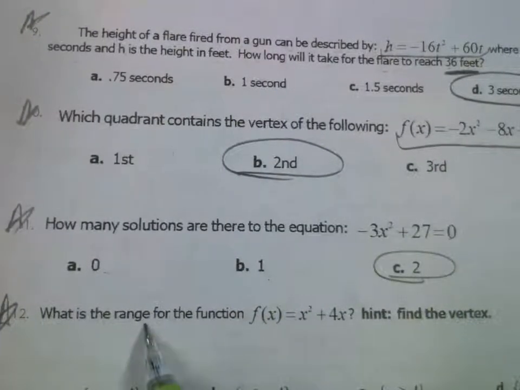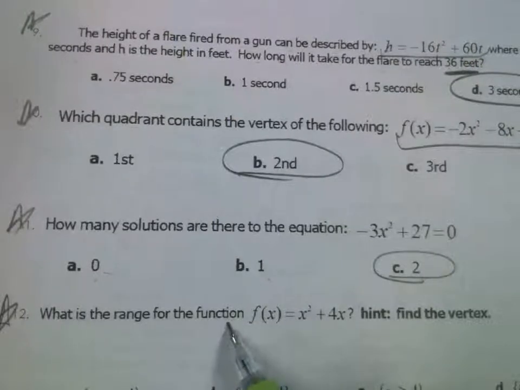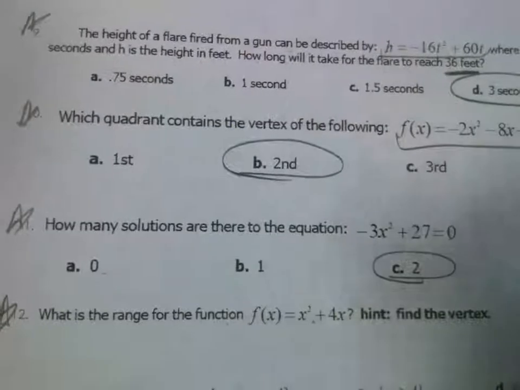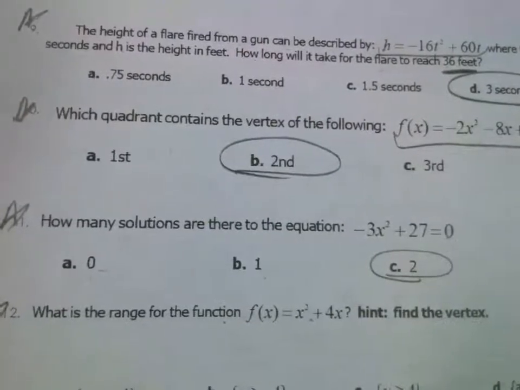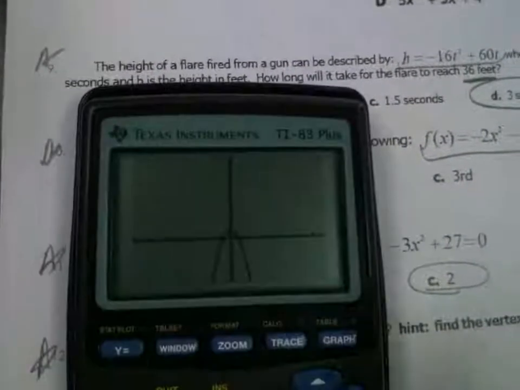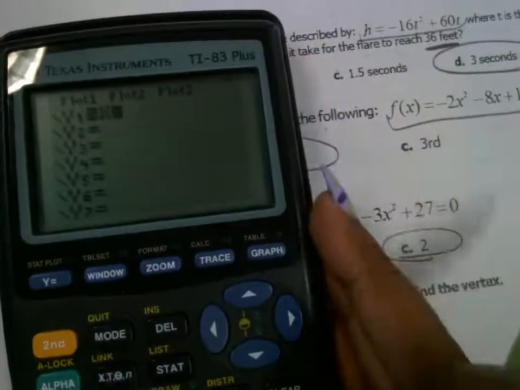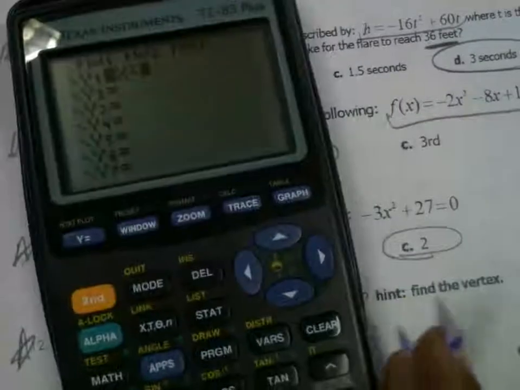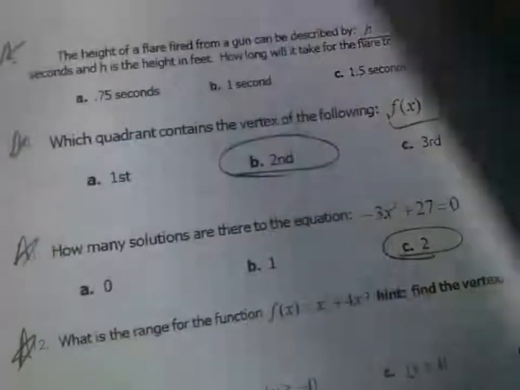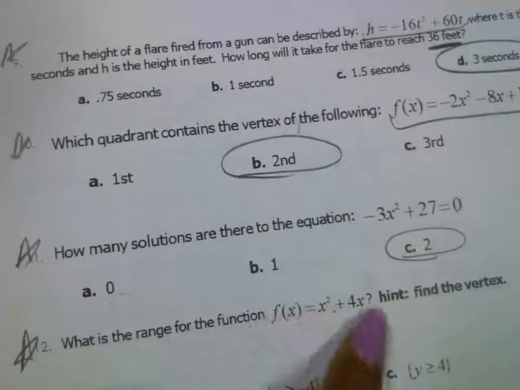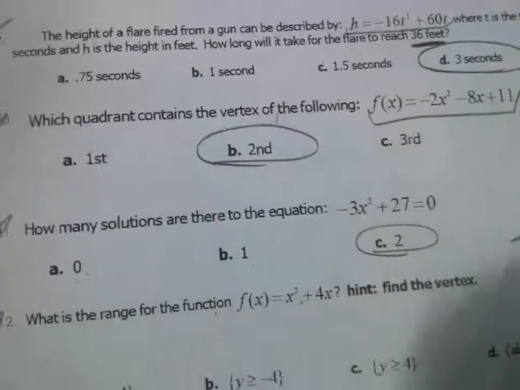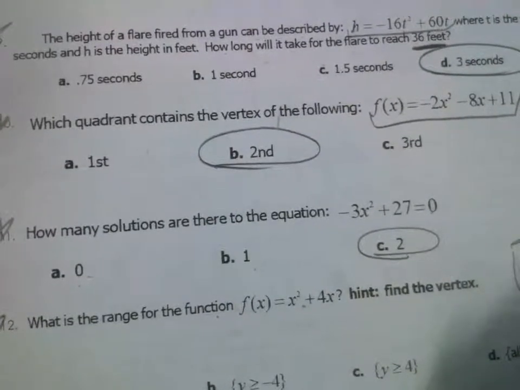What is the range of a quadratic function? Range is going to be how tall it is. All right, so how tall is it? So we can type it in and figure out what the range is. This is x squared plus 4. And this is an upward parabola. So we know it's going to look like this. It's an upward parabola.